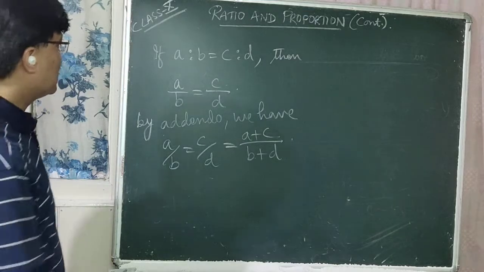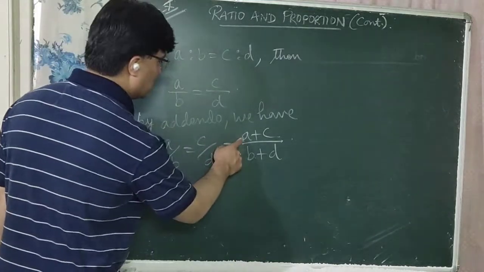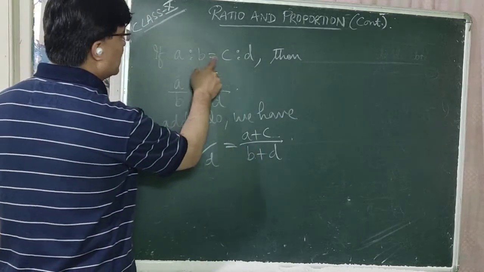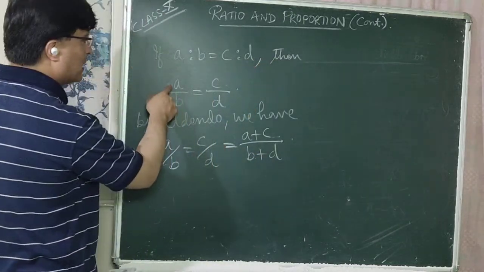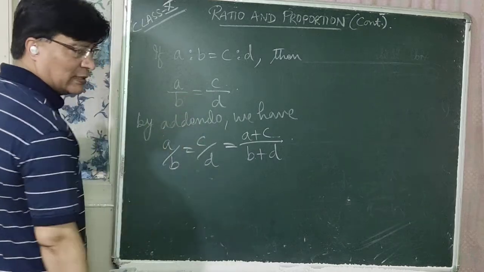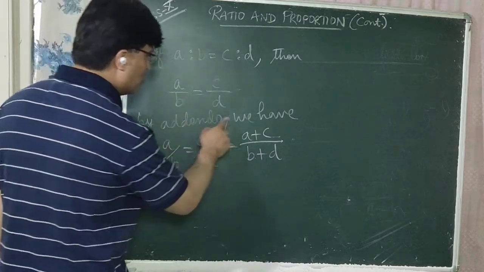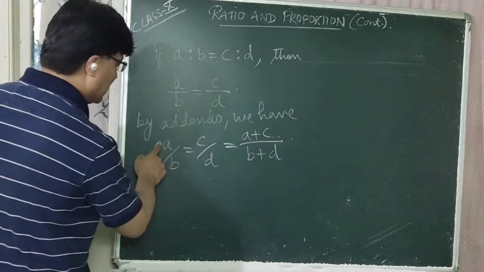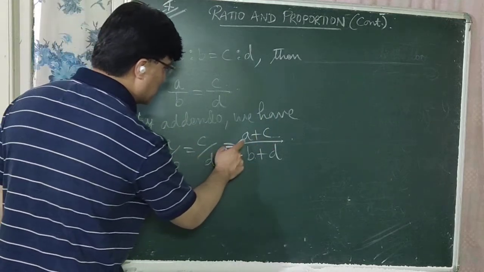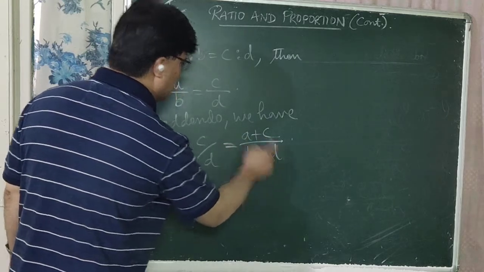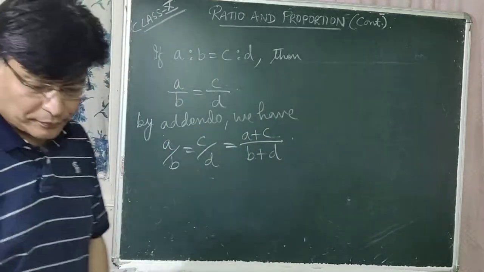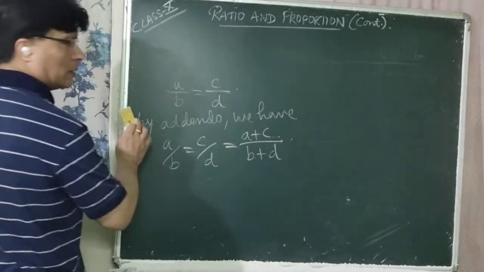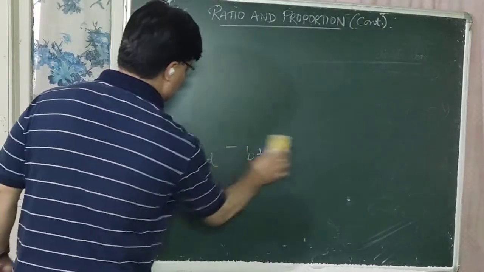Okay, that is, its ratio is equal to A plus C divided by B plus D. So if A is to B is equal to C is to D, then we can write A by B is equal to C by D, right? So by addendo we have, what can I write? Then by addendo we have A by B is equal to C by D is equal to A plus C divided by B plus D. Okay? So now we can generalize it also. So let us take another example.